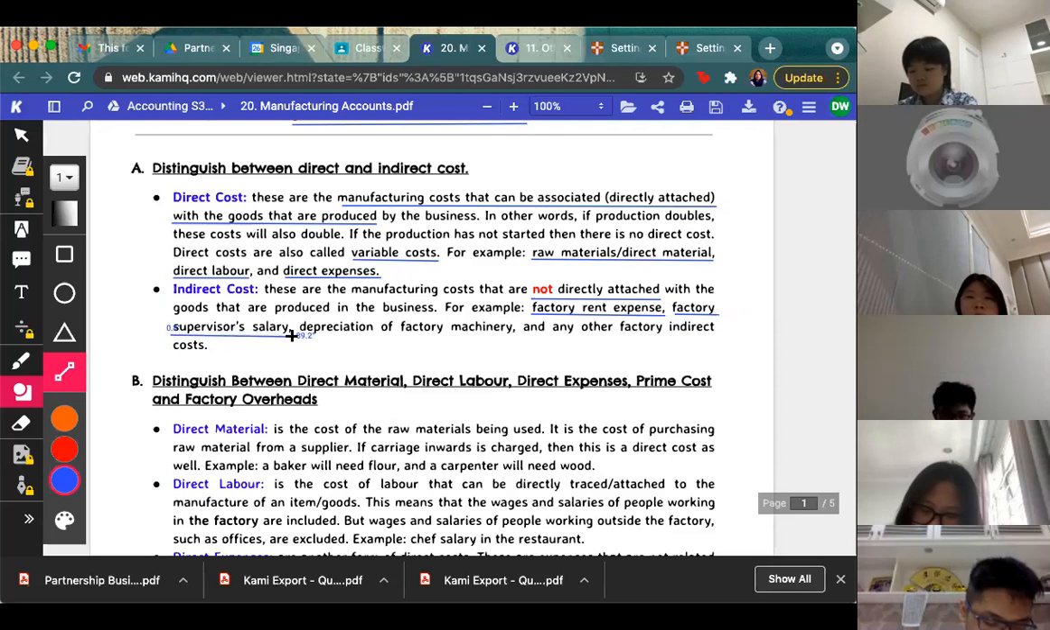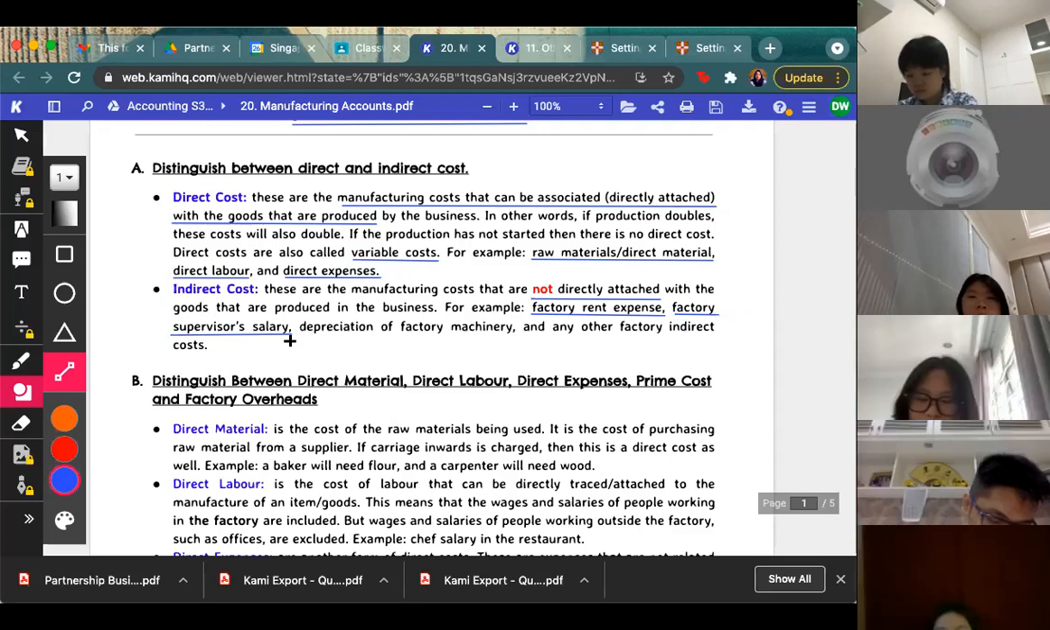The supervisor will be paid monthly. If you have production, it doesn't affect the supervisor salary. If you produce a lot, it also doesn't affect the supervisor salary. So whether you produce or not, this salary expense will still exist. Depreciation also, and any other factory indirect cost. The point is, this cost will appear no matter if you have production or not.